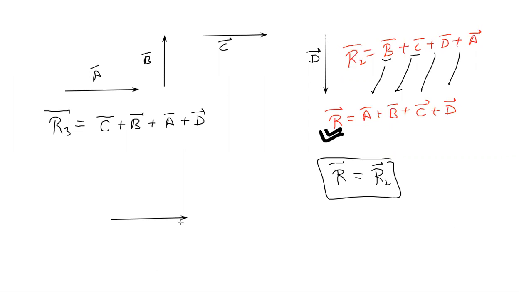And B vector is in the opposite direction. So the tail of B coincides with the head of C. Now the term A vector. So A vector is in this direction. And D vector is in the downward direction. So what is the resultant? The resultant is from the first tail to the last head. So this is vector R3.